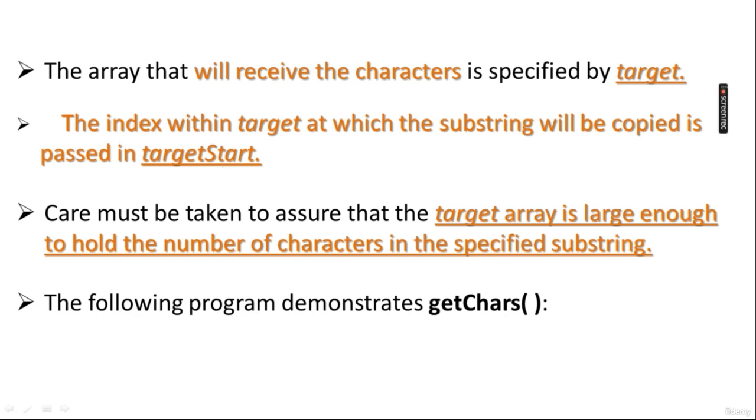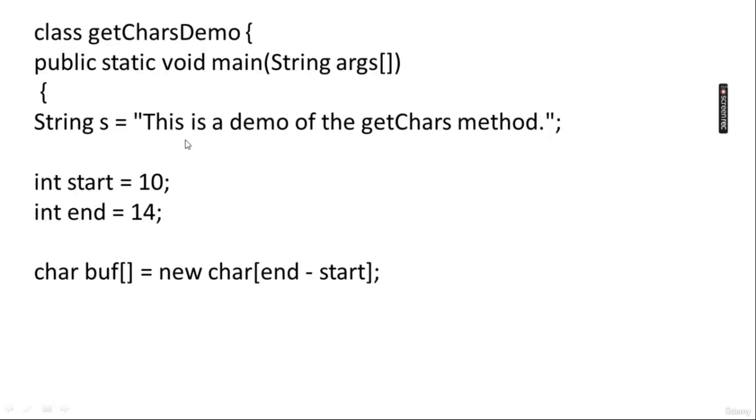The following program is the getChars demo. This is the demo of the getChars method. Start is 10, end is 14. Okay. So from 0, 1, 2, 3, 4, 5, 6, 7, 8, 9, 10. Okay. From 10 to 14: 10, 11, 12, 13, 14. Demo and space. Okay. So end minus start: 14 minus 10, 4 characters I have to take, demo.